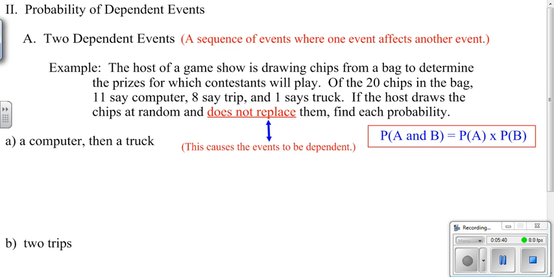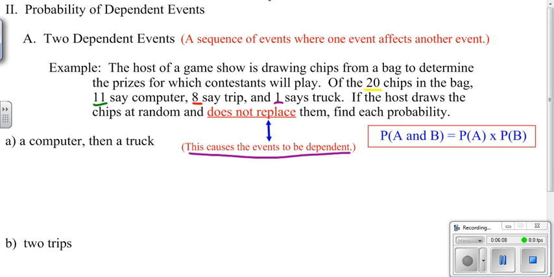Of the 20 chips, so there are 20 total, 11 say computer, 8 say trip, and 1 says truck. If the host draws the chips at random and does not replace them, that's why we are making it dependent, because they're not being replaced. Find each probability. So if we want a computer, then a truck.